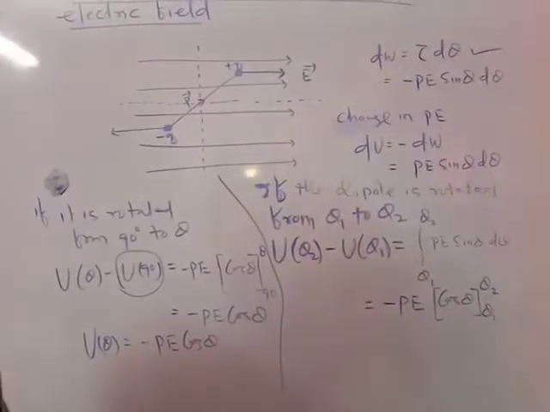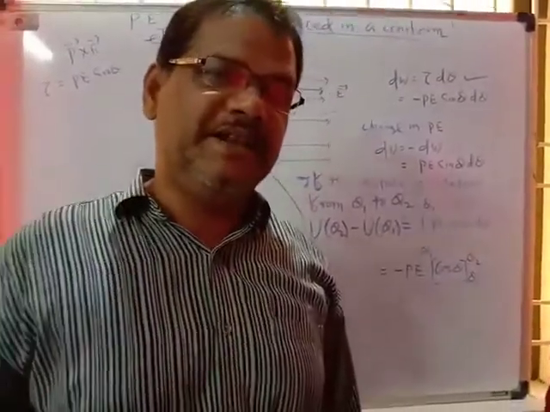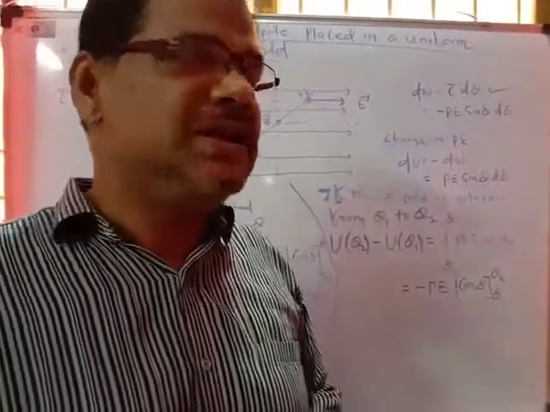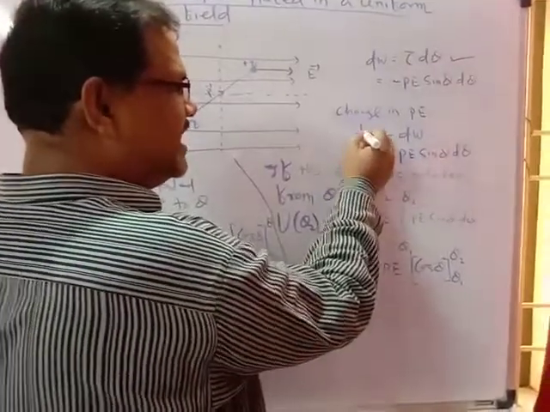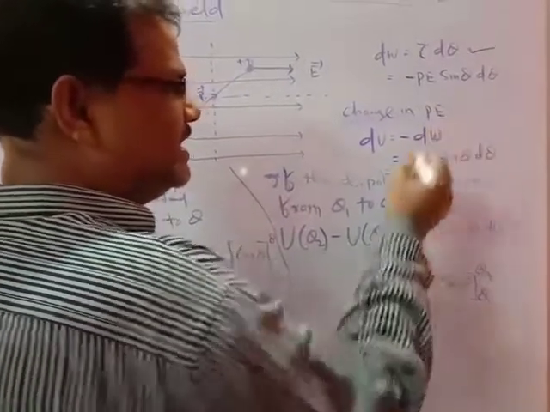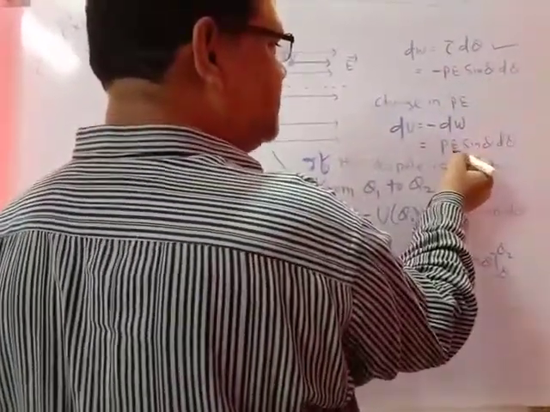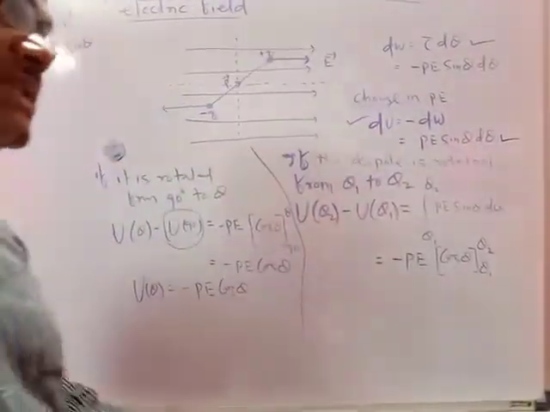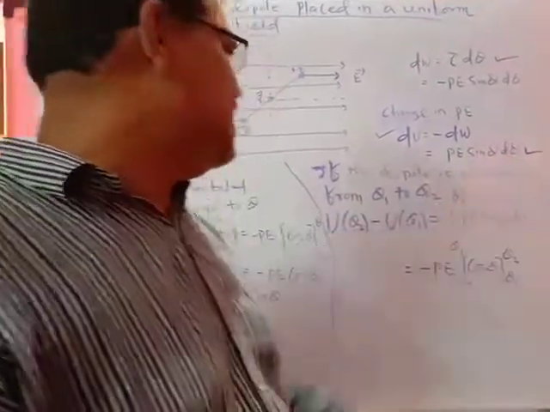And you know that the change in potential energy equals the negative of the work done by the conservative force. The force due to the electrostatic field is a conservative force. So the change in potential energy dU is equal to the negative of the work done dW, as you know from conservative forces. With one minus here and another minus here, it becomes plus PE sin theta d theta. So the change in potential energy in rotating the dipole through an angle d theta is dU equals PE sin theta d theta.